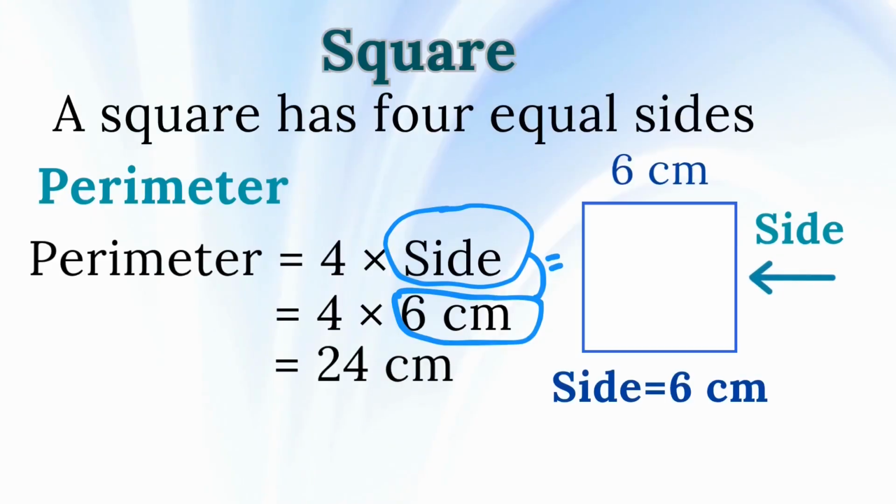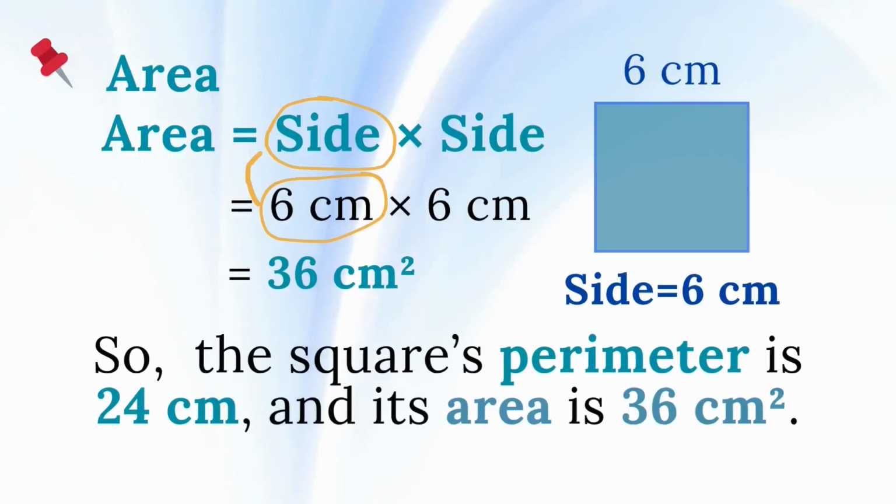Next, let's look at a square. A square has 4 equal sides. If each side measures 6 centimeters, then the perimeter equals 4 times the side. That means perimeter equals 4 times 6, which is 24 centimeters. To find the area, multiply one side by itself. Area equals 6 times 6, which is 36 square centimeters. So, the square's perimeter is 24 centimeters, and its area is 36 square centimeters.